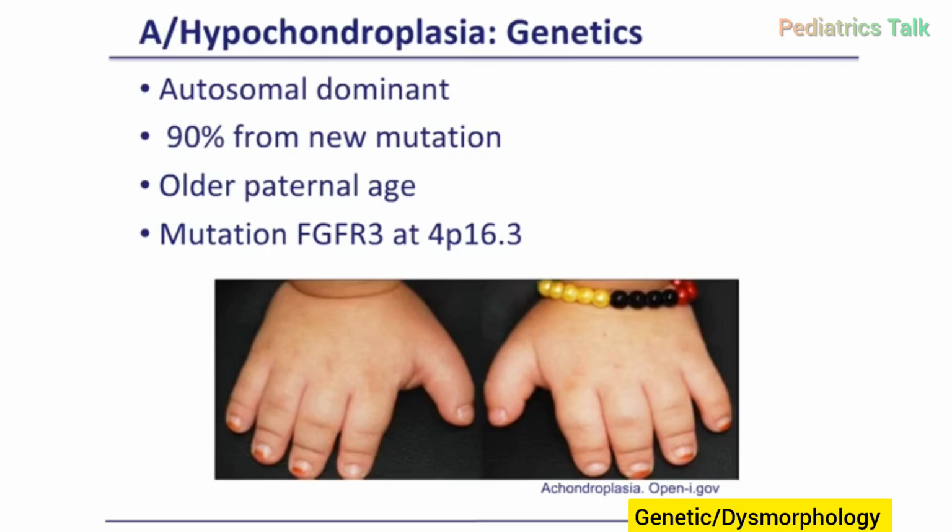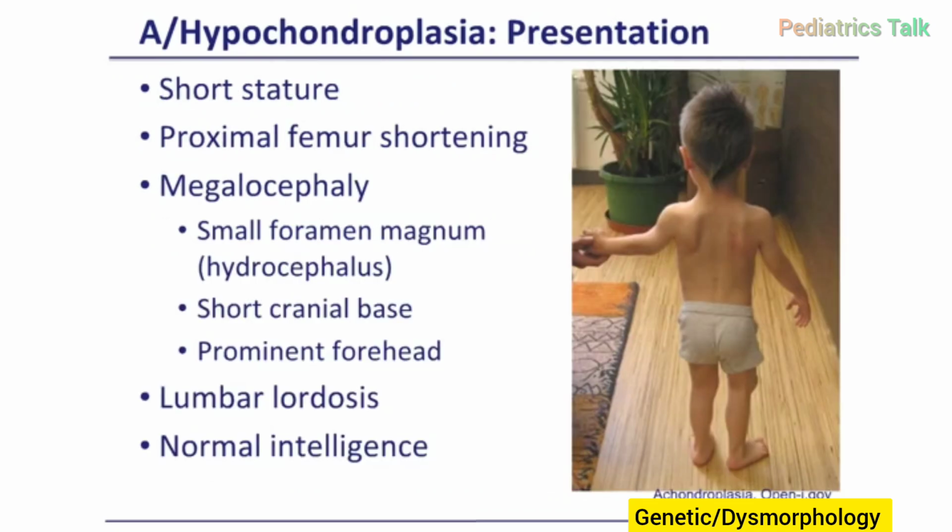As such, with autosomal dominant mutations, particularly in this one, we get almost all cases from a new mutation. The mutation specifically is called FGFR3, and it is found at 4p16.3. The findings are extreme short stature because of early fusion of the capital femoral epiphyses. Therefore, the problem is due to proximal femoral shortening.